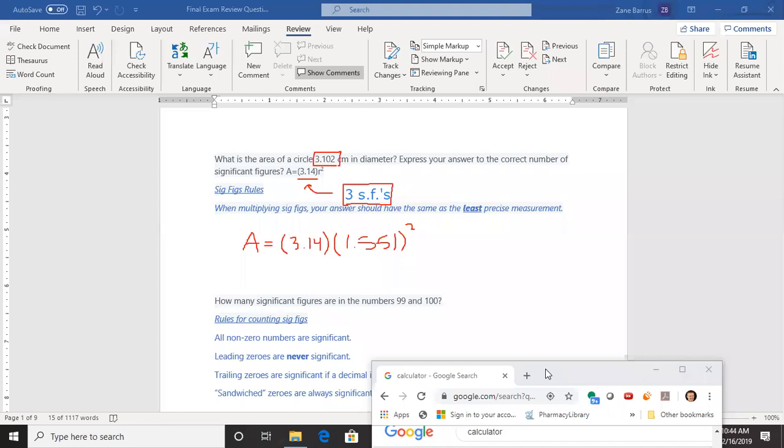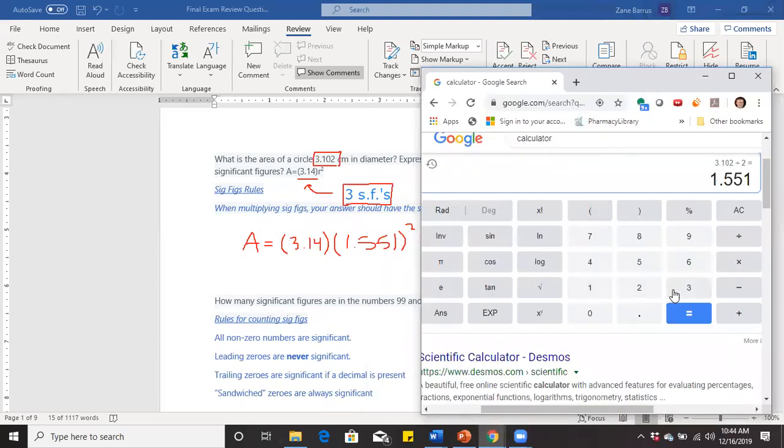Plug all these numbers in, you're going to get your answer for area, and then we'll discuss the rounding. So we're going to take our 3.14, we're going to times that by 1.551 squared. Okay, so I'm going to hit my exponent button, I'm going to hit squared. So the answer that I get is about 7.553-ish. Okay, so now notice we have a long answer here, but we just said we have to base our answer around 3 significant figures because that was the least precise number that was given to us.